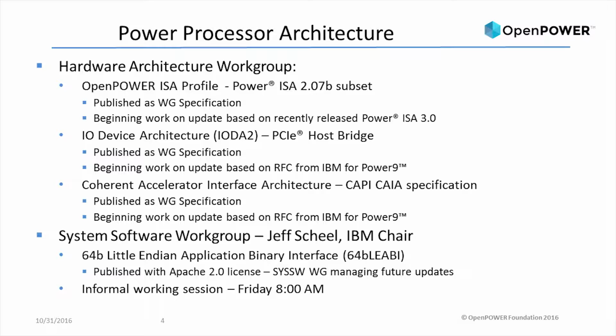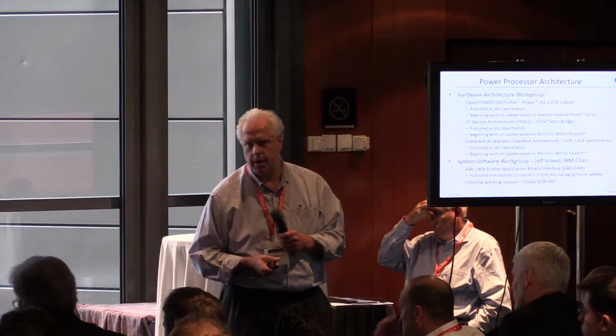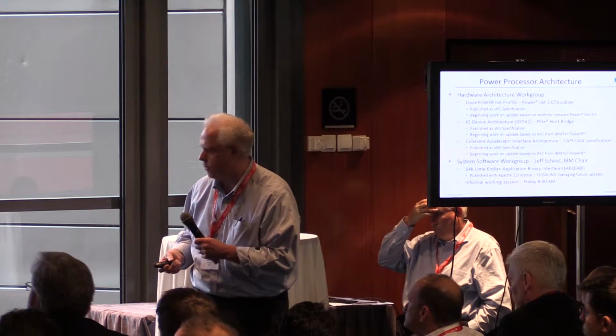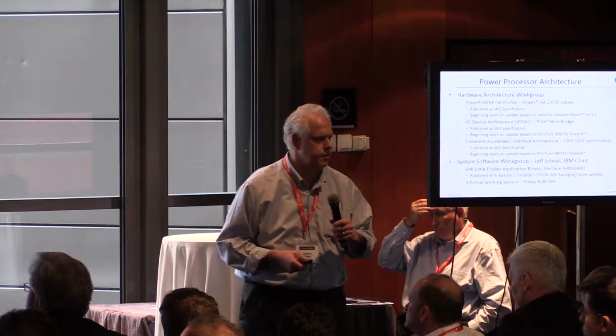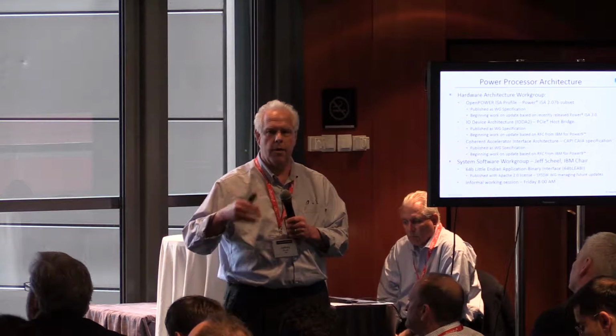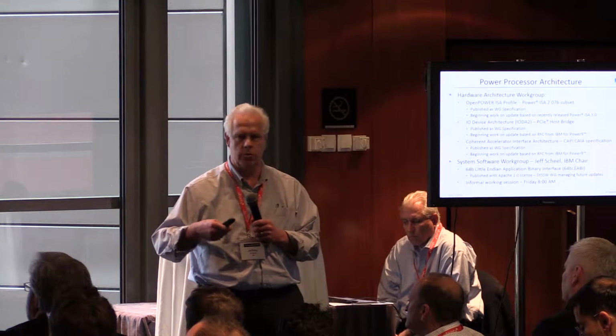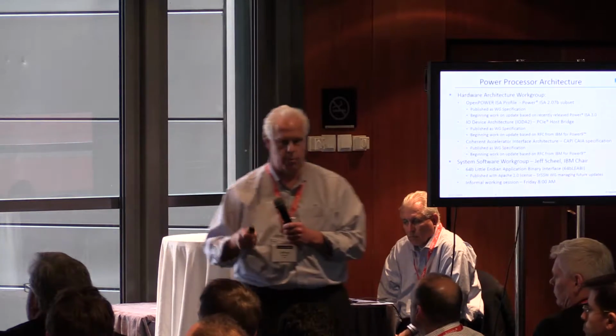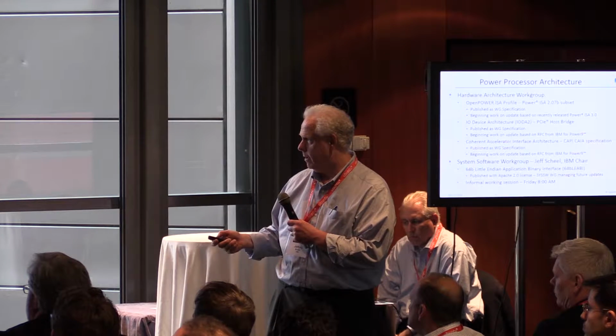I already talked about the CAIA, and within the software work group, the most important thing that we're in the process of releasing right now is this little endian ABI application, 64-bit little endian ABI ELF. That's its full name. Doesn't matter what it says up there. It's been published through the System Software Work Group, and now they're working on the next generation of it that'll describe what's going on with P9. So that's important work there. And then I think there's an informal working session tomorrow morning if anybody's interested in being part of it.